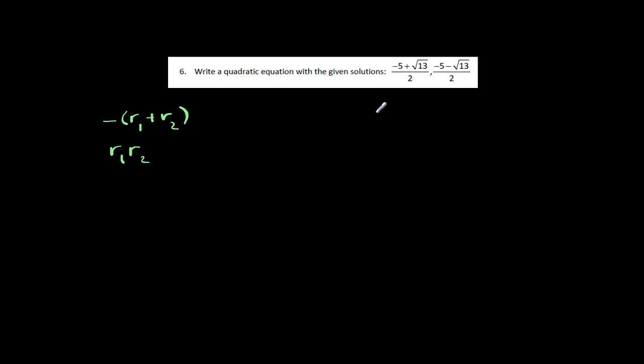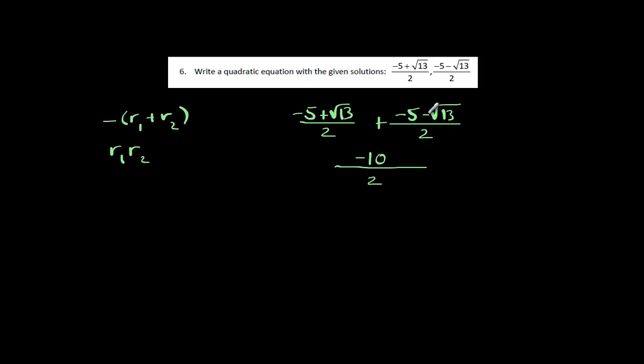So the first thing I'm going to do is add these two together. So negative 5 plus root 13 all over 2, plus negative 5 minus root 13 all over 2. They have common denominators, so let's put the 2 underneath. Now let's add across. Negative 5 and a negative 5 is negative 10.